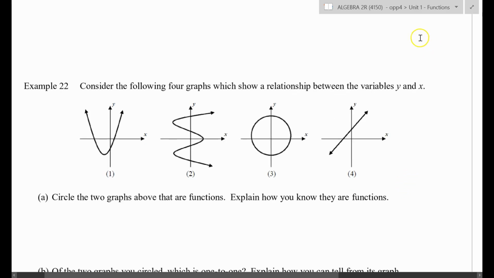Whatever. If you're considering the following graphs, which of the following are functions? Is number 1 a function? Absolutely, because it passes the vertical line test. So this is a function. Is number 2 a function? No, so this is not a function.